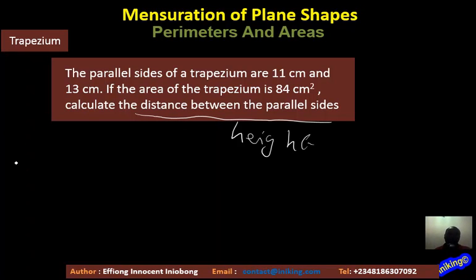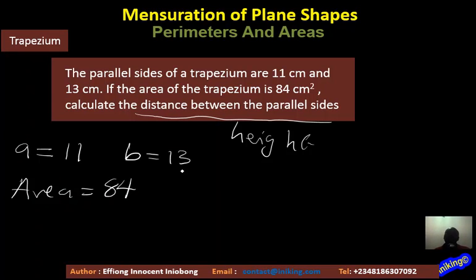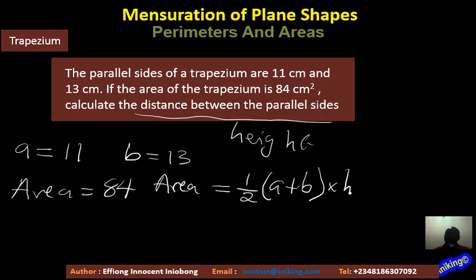We have been provided with what? The parallel sides, that we have been given one parallel side as 11. We have been provided with the second parallel side as 13. And we are also given the area of the trapezium. So we don't need to find the area anymore, as 84. Of course, fixing this into the formula, our formula is area of the trapezium should be half the sum of the parallel sides, A plus B, times the height.